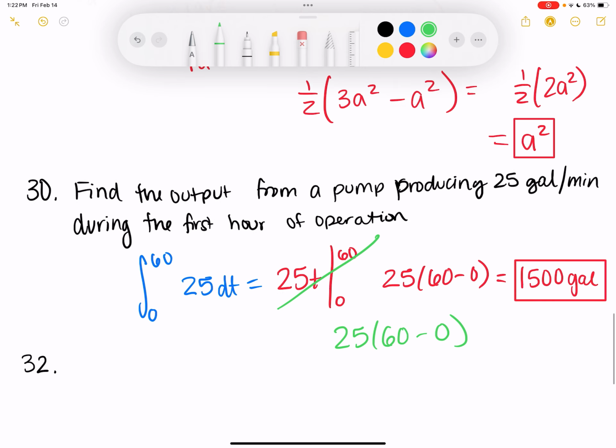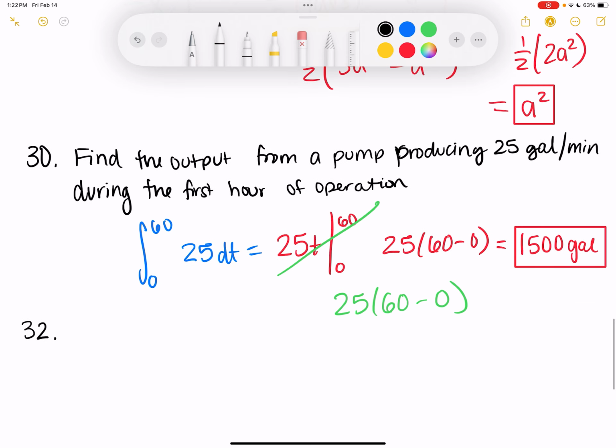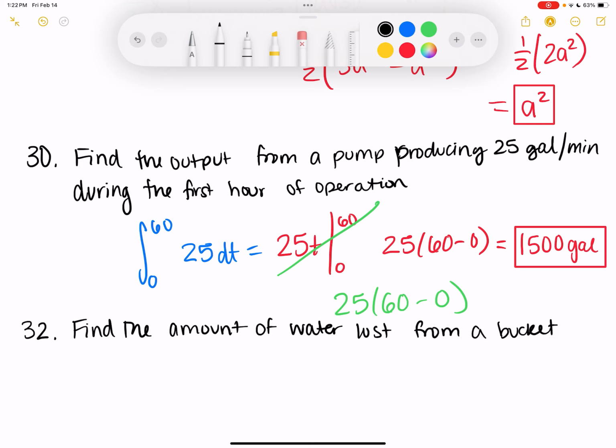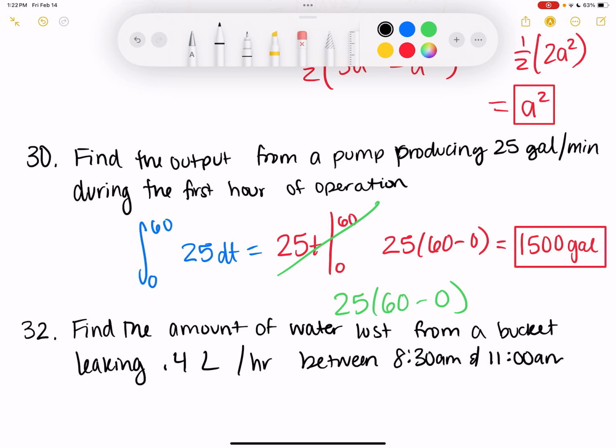So 32. Find the amount of water lost from a bucket leaking 0.4 liters per hour between 8:30 a.m. and 11 a.m. How many liters is that? 0.4? 0.4.